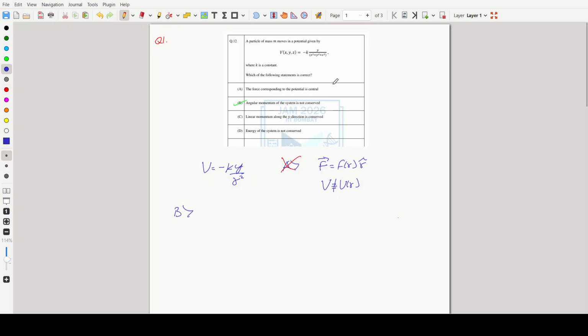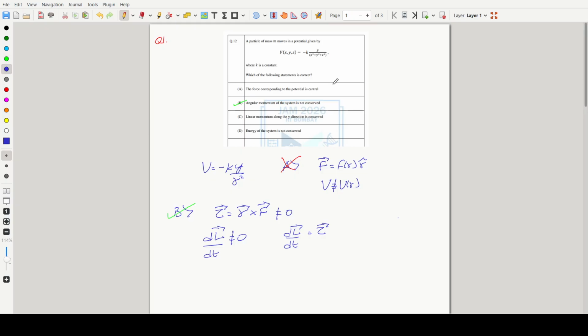Now, checking option B. Option B is correct. Why? Because non-central forces have non-zero torque, and torque is defined this way. So if your force is not central, torque need not be zero, and thus the time change of angular momentum is also not zero, because the time derivative of angular momentum is tau. So option B is in fact correct.